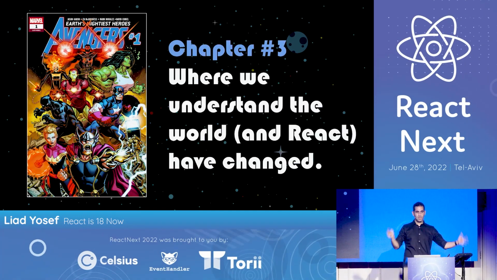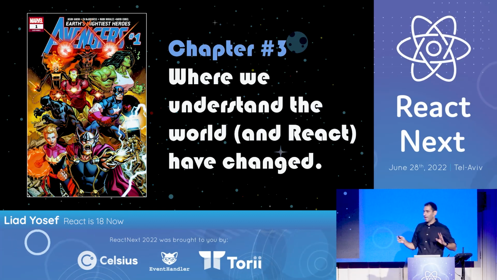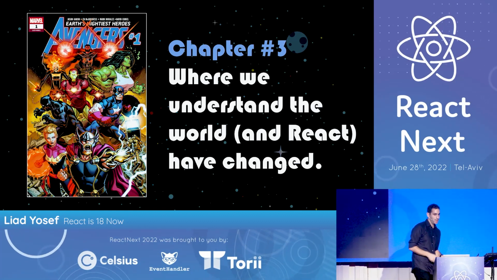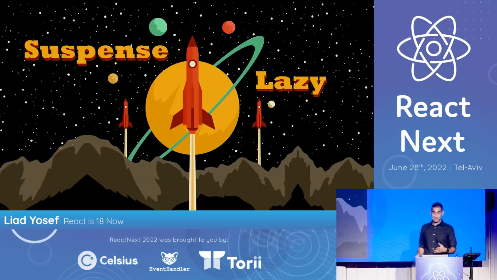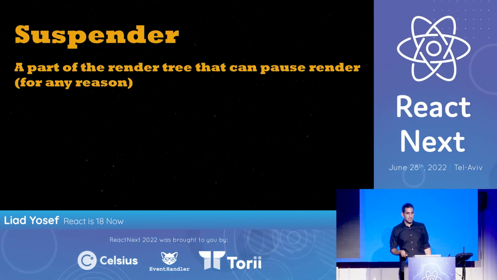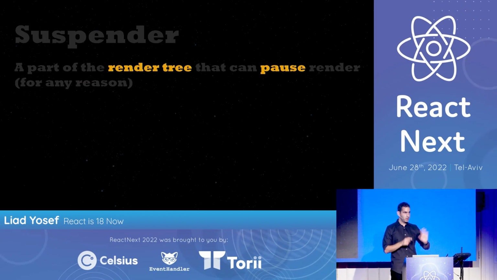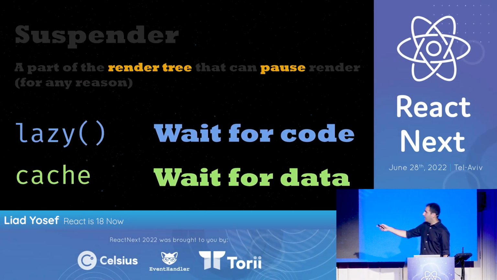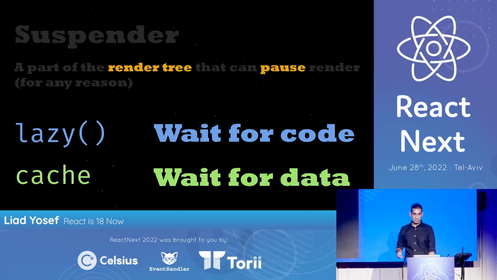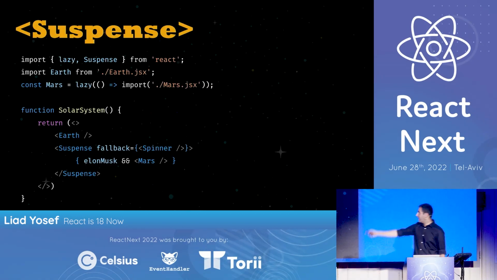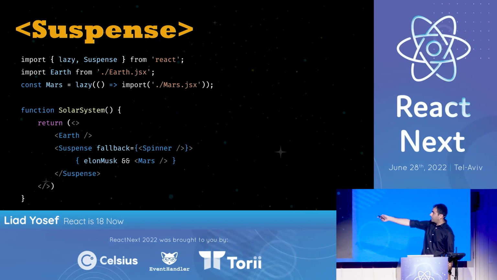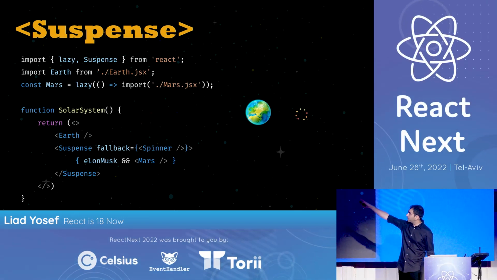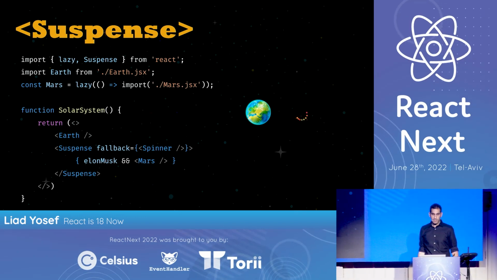Okay, so now we get to chapter 3, where we understand that React is not the same React that we knew so far. It has changed, and for that we need to talk a little bit about Suspense and lazy. So a suspender is a part of the render tree that can pause render for any reason. It can either wait for code or wait for data, and you're probably familiar with lazy and cache, but just a quick recap. If I have Earth and Mars, and I want to render Mars only if Elon Musk is present, then I can wrap it with lazy and Suspense, and it would look like that.